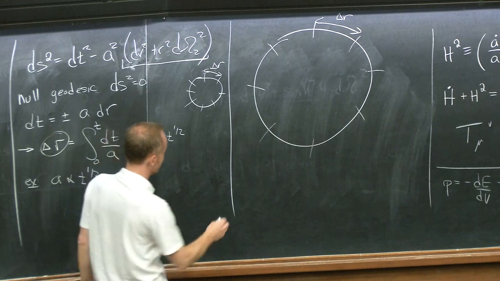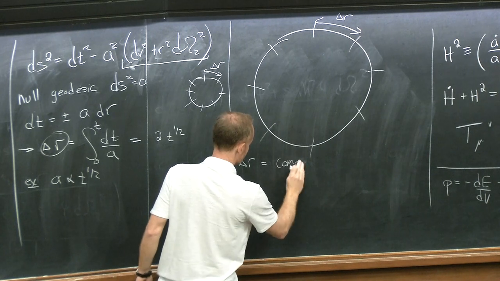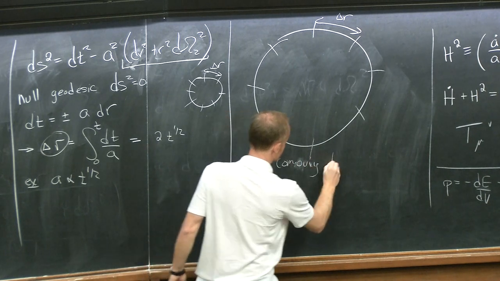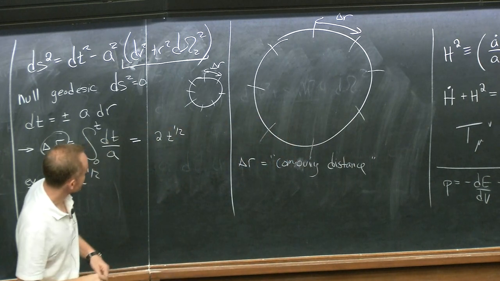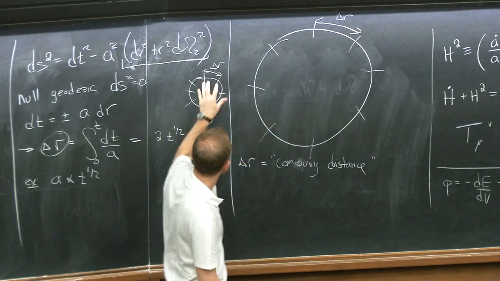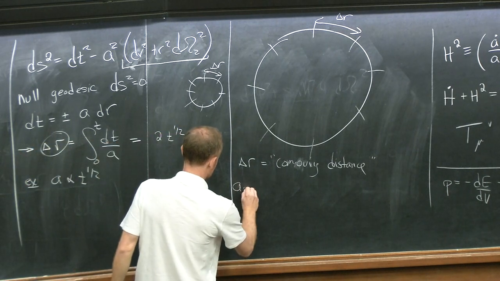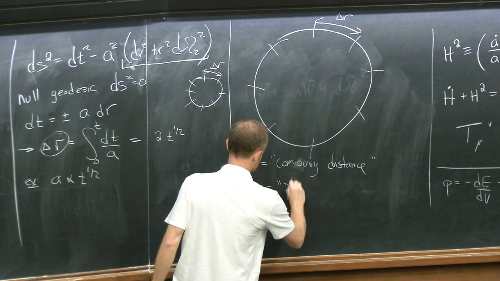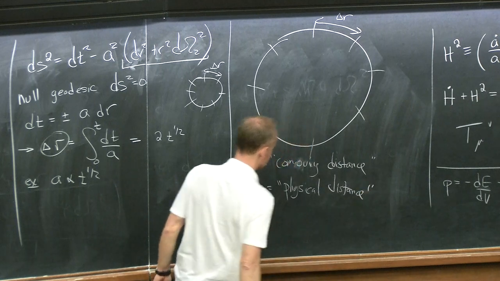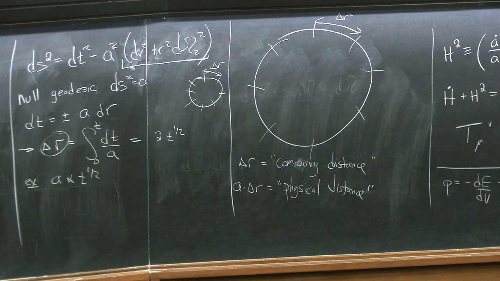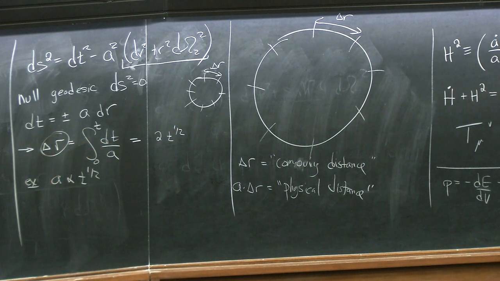So this coordinate r here, or this distance delta r, is called a co-moving distance. Co-moving. It's not a physical distance. It doesn't change. It's the same delta r in these two pictures. It doesn't change as A grows. A times delta r is a physical distance. It's the distance you would measure with a meter stick or something. Okay, so this is the co-moving distance that light can travel after time t.